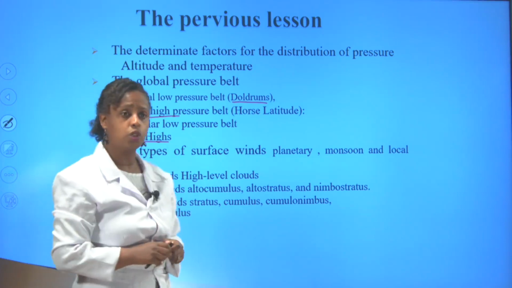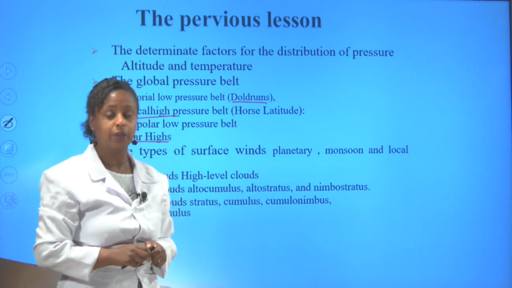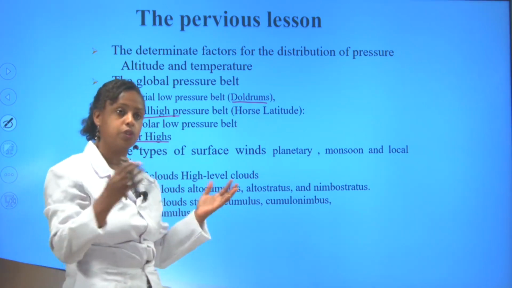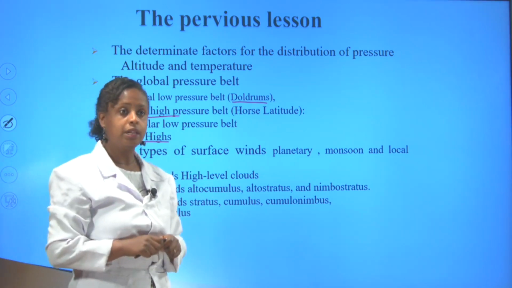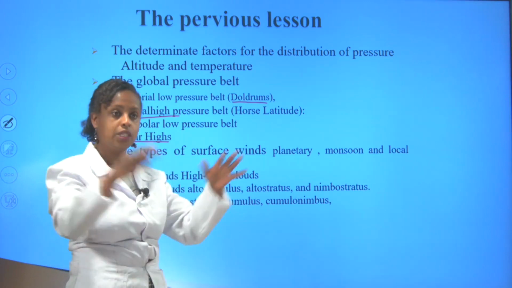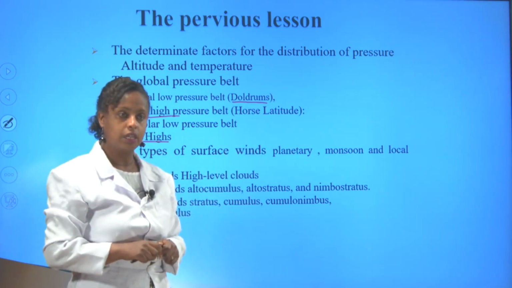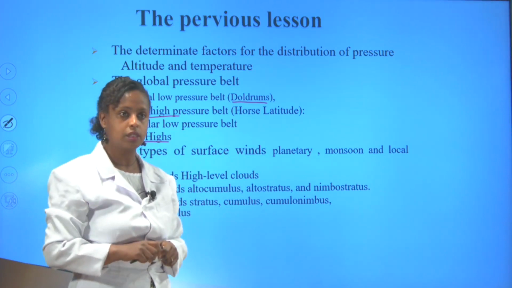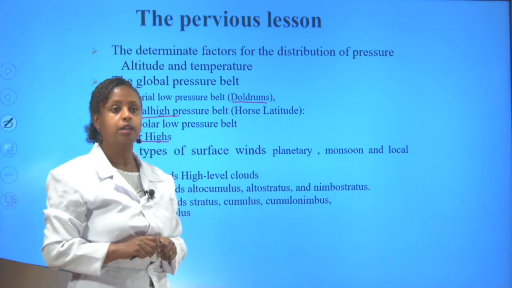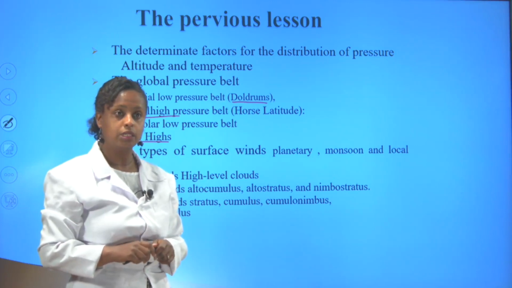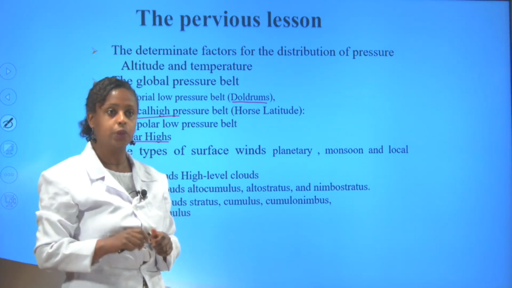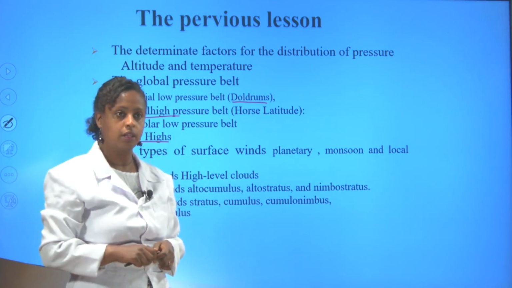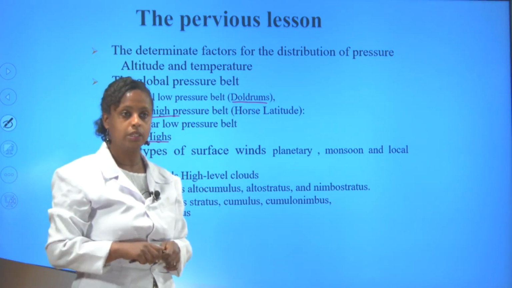We have seen also the three types of wind: planetary winds, monsoon winds, and local winds, and the difference between them. Planetary winds are winds that cover a larger area of the Earth's surface. They are closely associated with the global pressure belts. The most common planetary winds are trade winds, westerly winds, and easterly winds, all of them found in the northern and southern hemisphere.